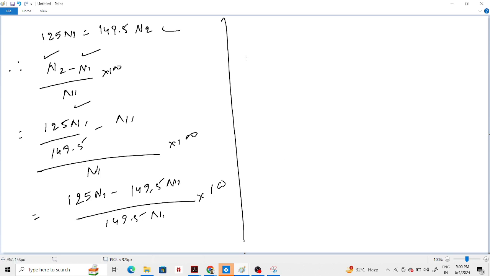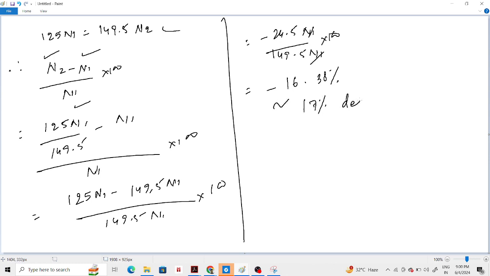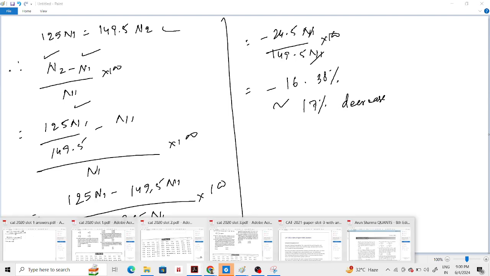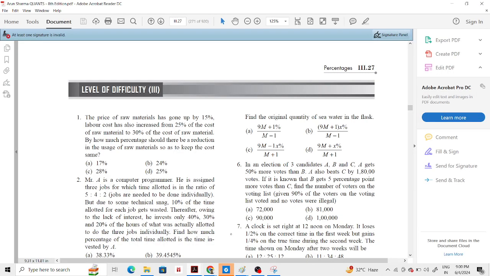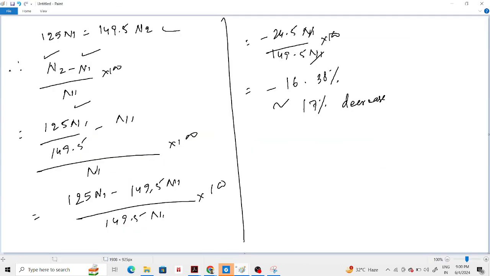Okay, so if I solve this, what will happen is minus 24.5 into 100%. If you solve this, this will give you minus 16.38%, which is 17% decrease, because minus is there, right? Minus means decrement, so there is 17% decrease. Okay, so the answer is A.